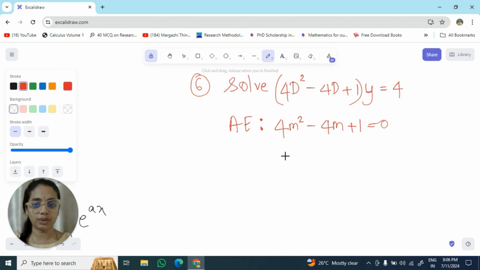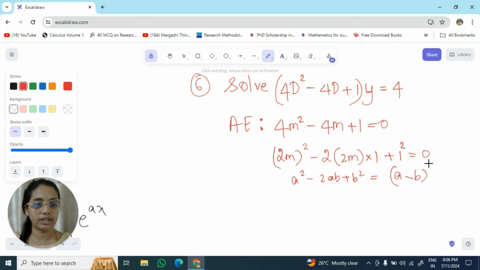Now to find the roots of this equation, we can write it as 2m the whole square minus 2 into 2m into 1 plus 1 square is equal to 0. It looks like a square minus 2ab plus b square. Right, a square minus 2ab plus b square, so you write it as a minus b the whole square. So it is 2m minus 1 the whole square is equal to 0.